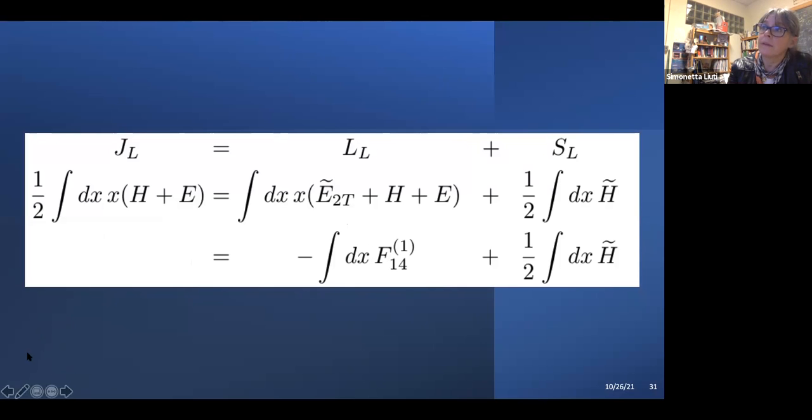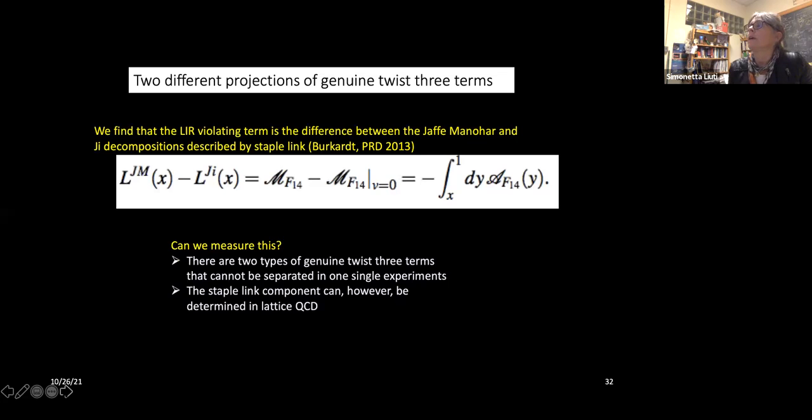Okay. So now that we played this game here, oh yes. One more question about the two different projections of genuine twist 3 terms. So we have the one that comes from M and the one that comes from A, which is the Lorentz invariance, the gauge link piece. The one that comes from A comes directly from the transverse gluon exchange in the D slash operator.